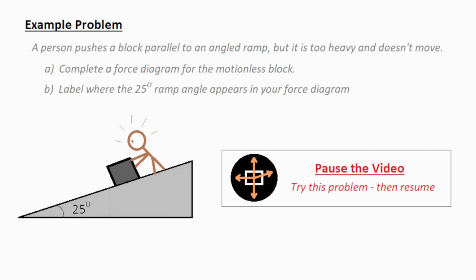Here we have a person pushing a block parallel to an angled ramp, but it is too heavy and does not move. Question A is about completing a force diagram for the motionless block, including dimensional equations. And question B is about labeling where the 25-degree ramp angle would appear in the force diagram. If you want to pause the video and try this problem on your own, resume when you are ready, and I will talk you through the solution.